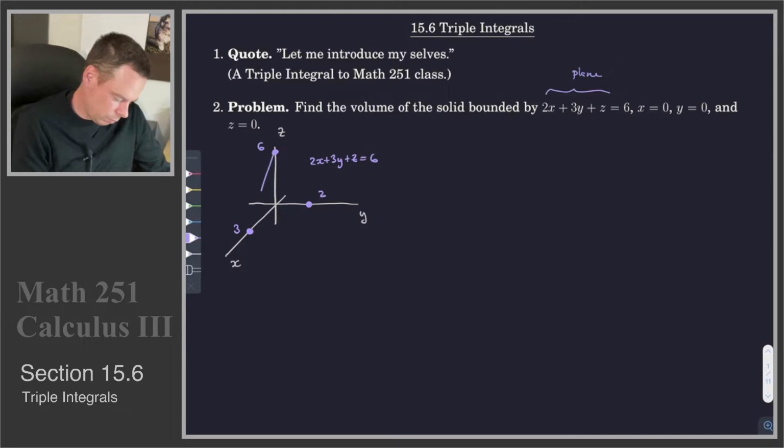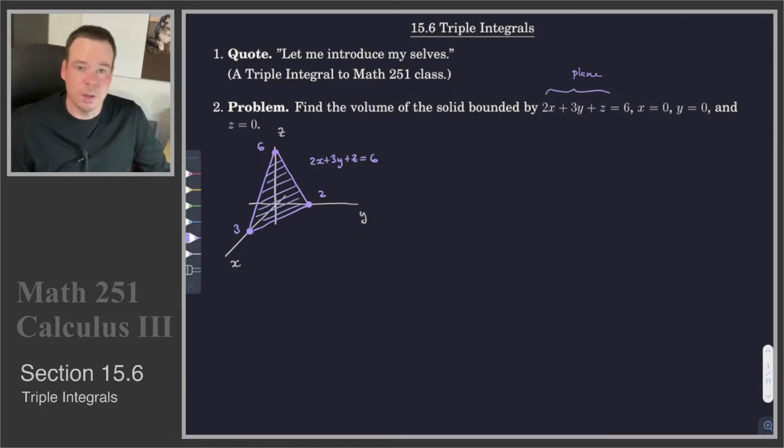So once we've got those 3 points sketched, then we can go ahead and sketch in the portion of our plane that lives in the first octant. So there's our plane. It's cutting off some region in the first octant, and that's what we want to find the volume of. It's a tetrahedron, so it's got 4 sides, 4 triangular sides.